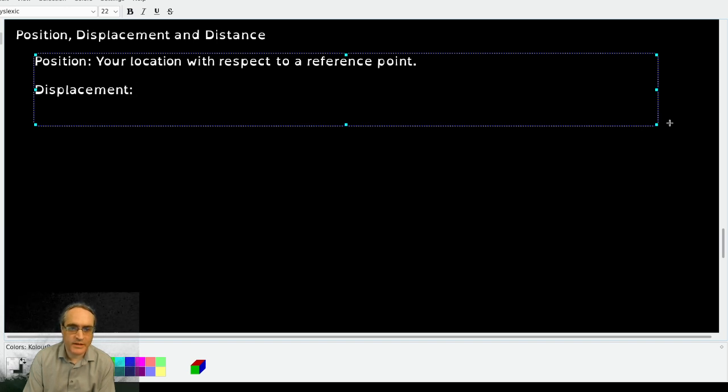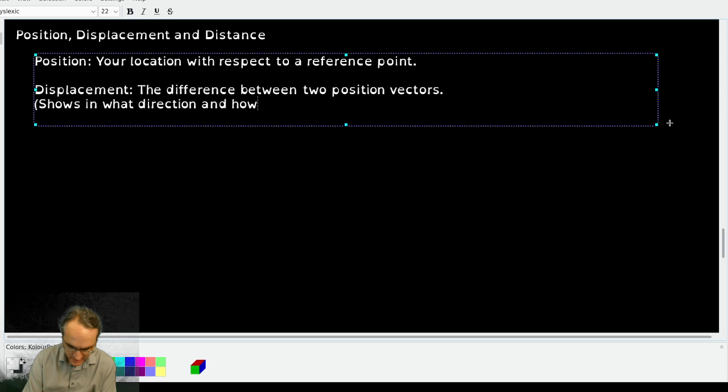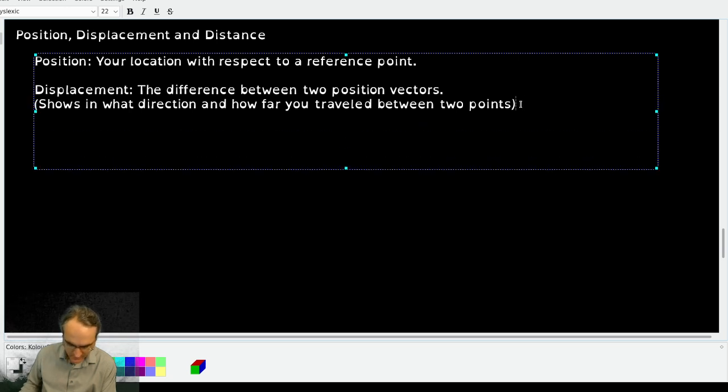Displacement is a little bit more interesting. So for displacement, it is the difference between two position vectors. And it shows in what direction and how far you traveled between 2 points. So for displacement, both the magnitude and the direction matter. It is also a vector quantity.